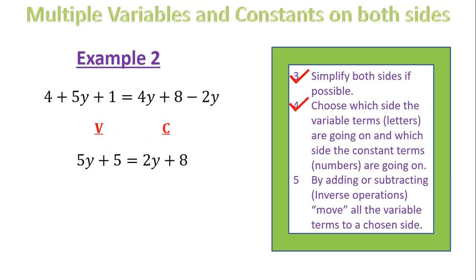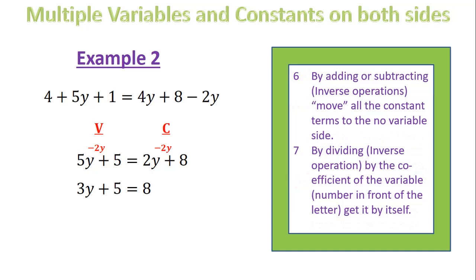Step 5, by adding or subtracting, move all the variable terms to the chosen side. In other words, I need to get my 2y to the left-hand side. My rule says by adding or subtracting, and so to get rid of a 2y or to move it to the left-hand side, I subtract 2y from both sides. 5y minus 2y gives me 3y, and then it's plus 5. That equals 2y minus 2y is 0 and disappears, and therefore it just equals 8. Step 5 is now done.